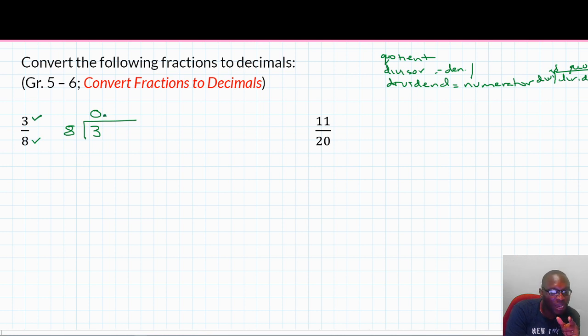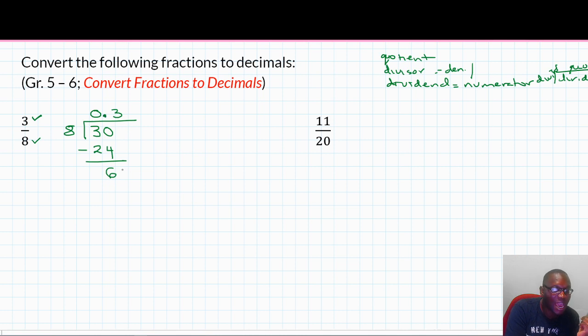Putting this decimal point right here allows you to introduce a 0 inside of your division sign. So now it becomes 30. Now you're going to ask yourself, how many groups of 8 can you find in 30? Now you're going to have 3 groups of 8 in 30. 3 multiplied by 8, you have 24. And then we subtract. When you subtract this, you're going to end up with 6. Now, how many groups of 8 can you find in 6? No, we can't. But look, we have this decimal already.